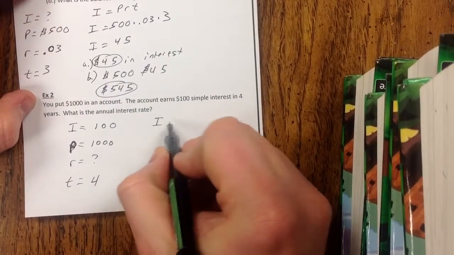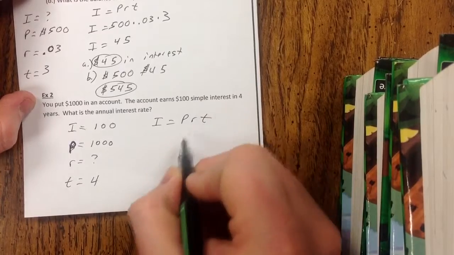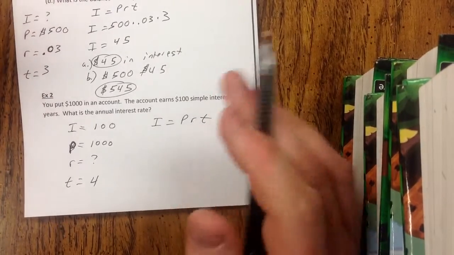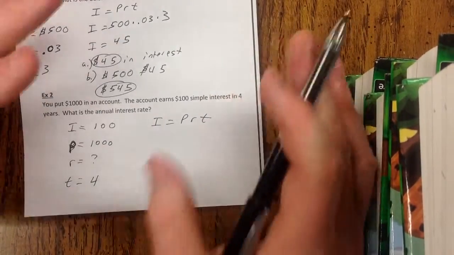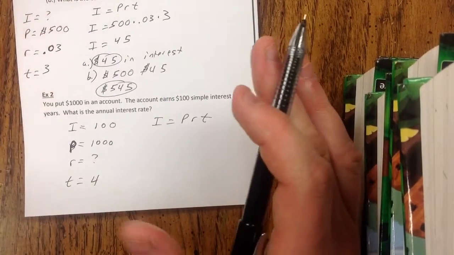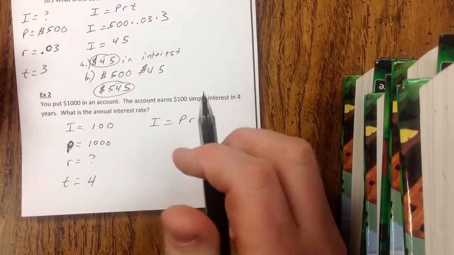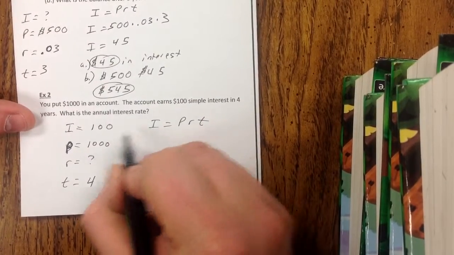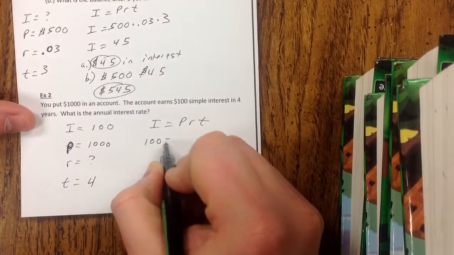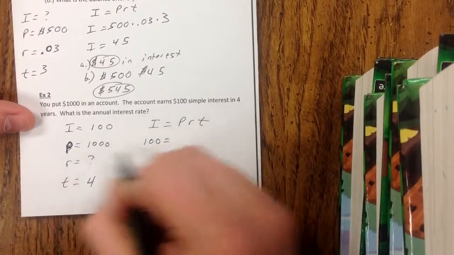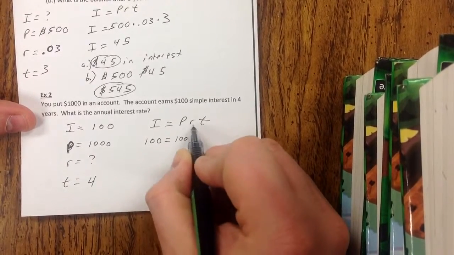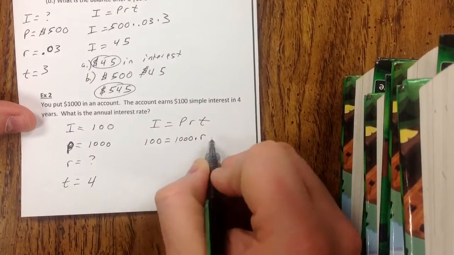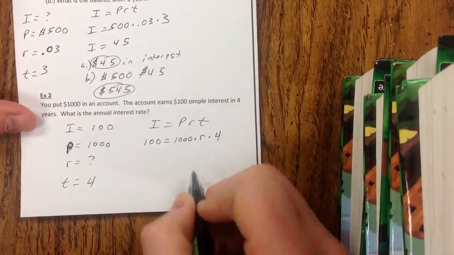I don't know. So I'm going to sit there and say I equals PRT. And again, I'll say it again. I know I'm going a little fast, but I know most of you, this is just a simple equation, but you can always rewind and look where this is coming from again. So I is 100, P is 1,000, R I don't know, and then T is 4.